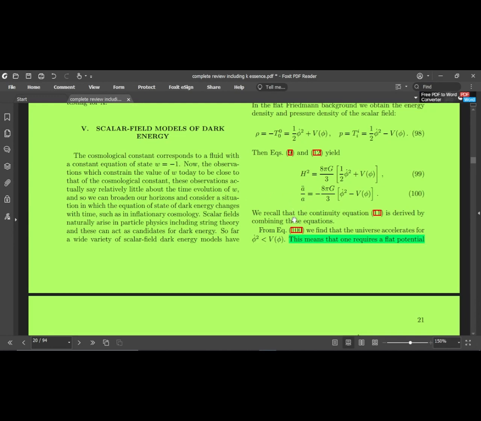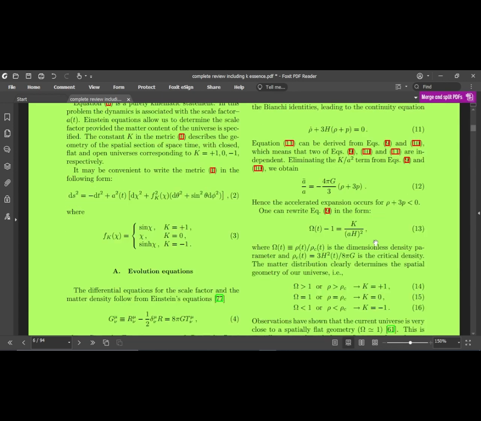Therefore, from equation 100 we define that the universe accelerates for phi dot squared less than the potential. A dot, where a is the scale factor: if I want to see that the universe is accelerating, then a double dot has to be greater than 0. But here there is a negative sign. A negative sign means it decelerates, from the classical mechanics equation, correct?